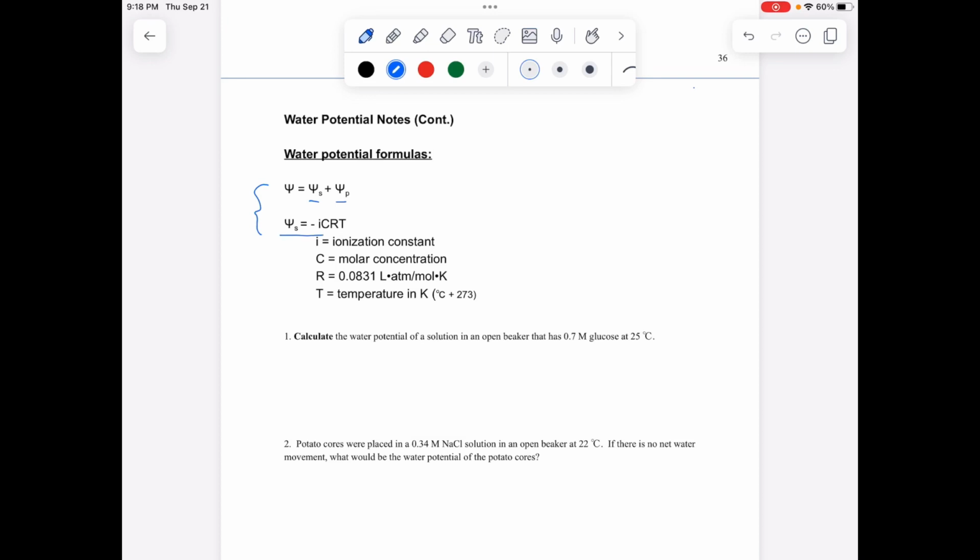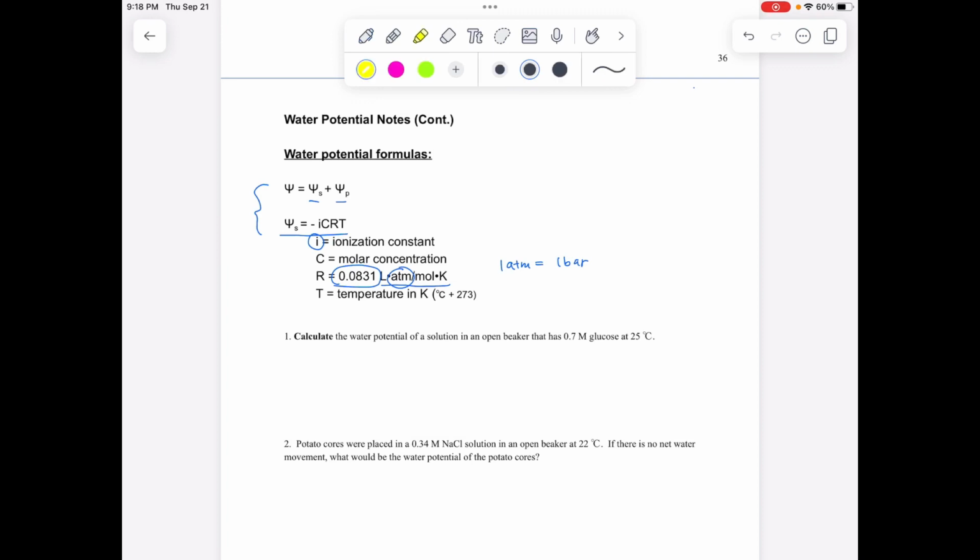And this is a formula for calculating the solute potential, negative iCRT, where i is the ionization constant. It refers to how many ions are formed when a substance is dissolved in water. C is a molar concentration. R is a constant. We always use that number. And all of these units become useful for canceling out all the other units other than atmosphere, which is equivalent to 1 bar. So 1 atmosphere is equal to 1 bar. That's the pressure unit for water potential. Finally, T is for temperature in Kelvin.